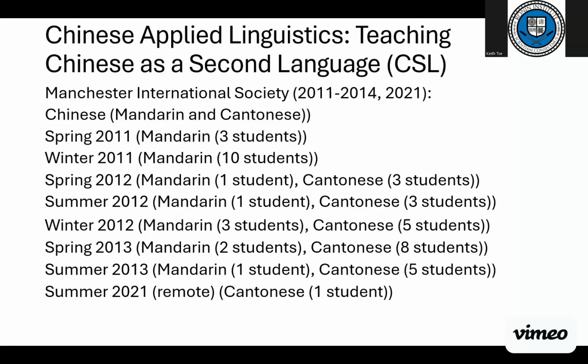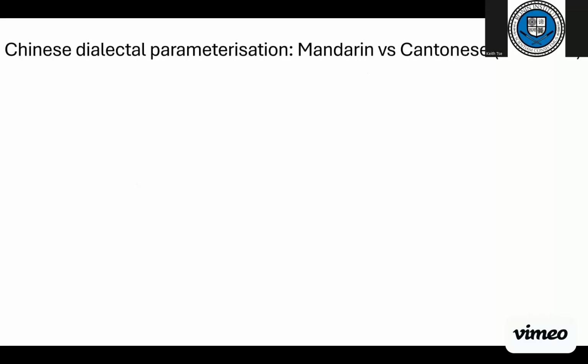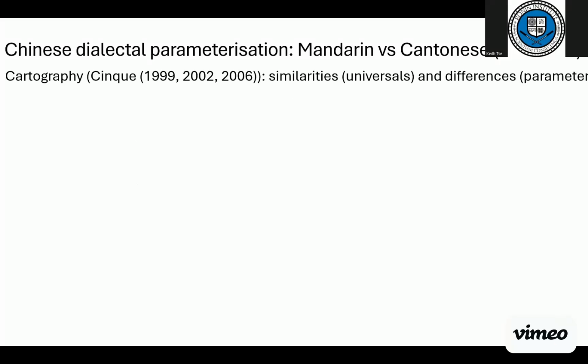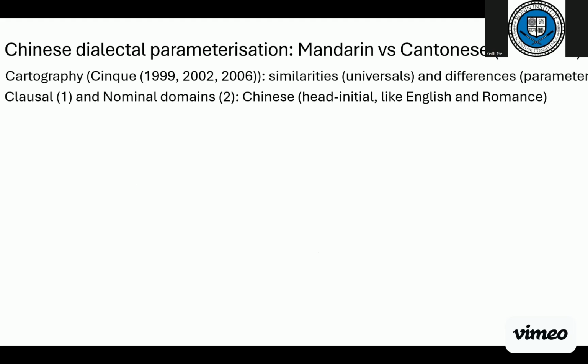There was, and probably still is, a very big interest in Cantonese. In terms of teaching both Mandarin and Cantonese, I've discovered that cartography, which is how formal linguists look at the similarities as well as the differences between languages, has proven to be quite useful. This is part of my research, and I've been applying this research to my teaching strategy. The idea is that it's very common that we look at the clausal and the nominal domains.